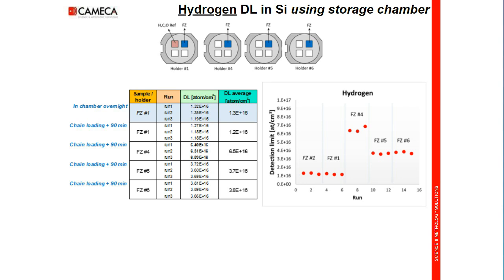Similar results were obtained for float zone 5 and 6. The detection limit is about 3 times higher than for float zone 1. For a reason that is not clear, a higher detection limit was obtained for float zone 4.